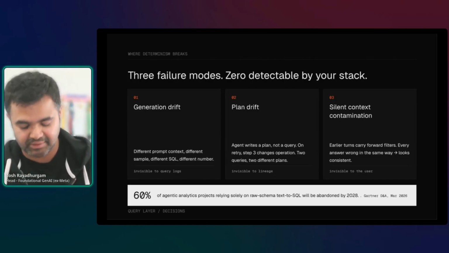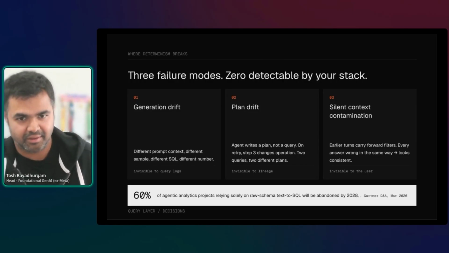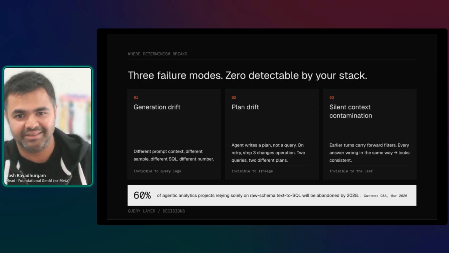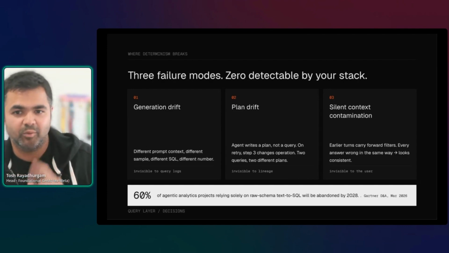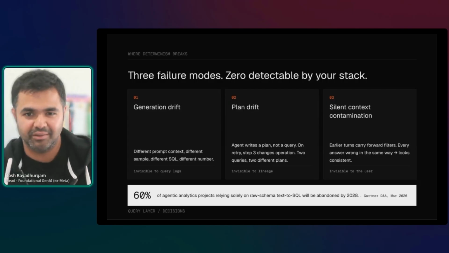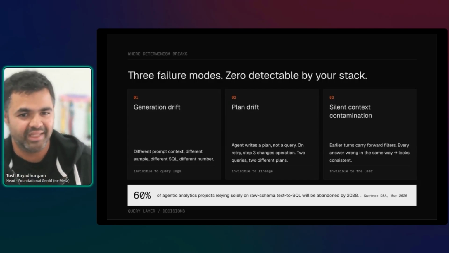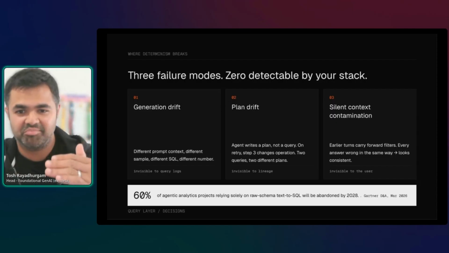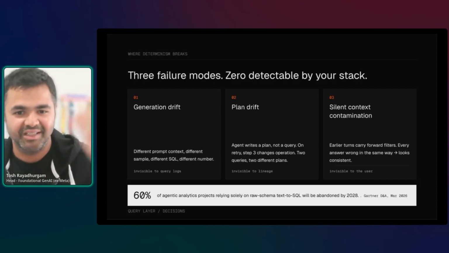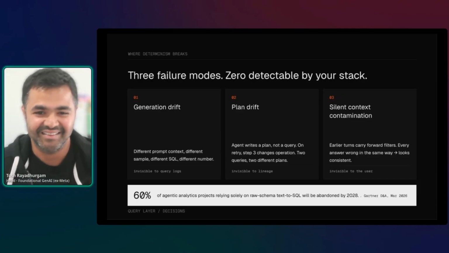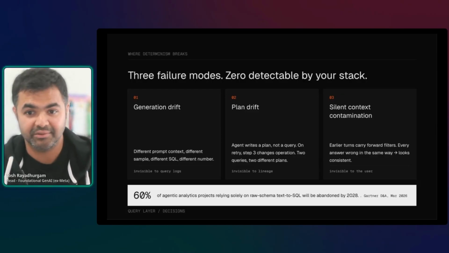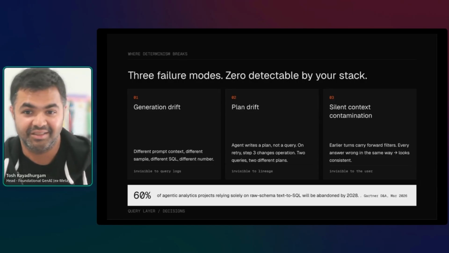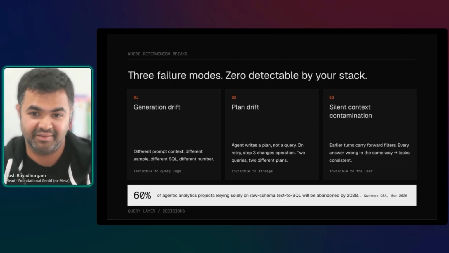One is generational drift, right? We just saw different prompt context, different sample, different SQL. That's very easy to think about. The second one is plan drift, which is much more subtle. The agent is not going to write a query, it writes a plan, multi-step, and on retry, maybe step three becomes a different operation than what step three was in the first attempt. If you're logging at the query level, you won't see this. You see two queries, but you don't see they belong to two different plans.